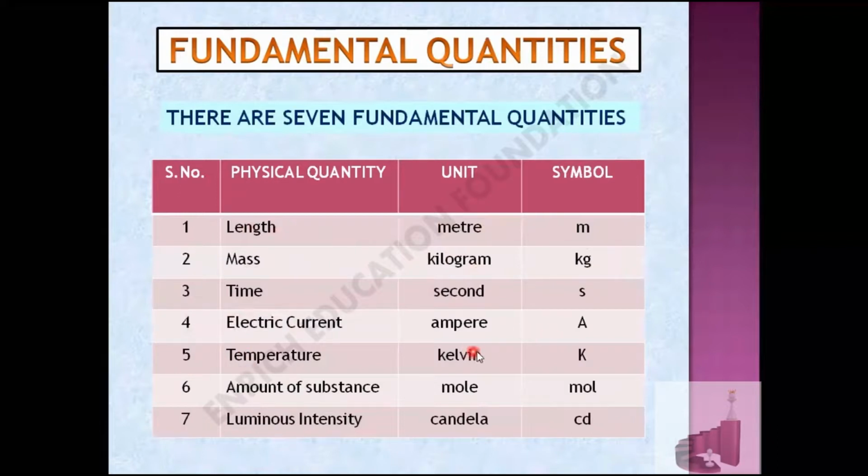Electric current has the unit ampere, and because ampere is got from a scientist's name, the symbol for ampere is capital A. That is, whenever a unit is got from a scientist's name, in short form it has to be given in capital letters. Likewise, temperature has the unit Kelvin, so its symbol is capital K. Kelvin is derived from a scientist's name. Then amount of substance has the unit mole, which is represented as mol. Then luminous intensity has the unit candela, given as cd.